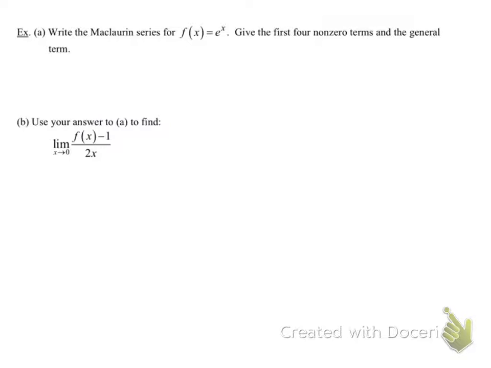Yeah. Okay. Last bit, we're going to write the Maclaurin series for f of x equals e to the x. We're going to give the first 4 non-zero terms in the general term, and we're going to use that answer to find the limit as x approaches 0 of f of x minus 1 over 2x. All sorts of little manipulations that you're expected to do on the AP exam, assuming it's the big AP exam.